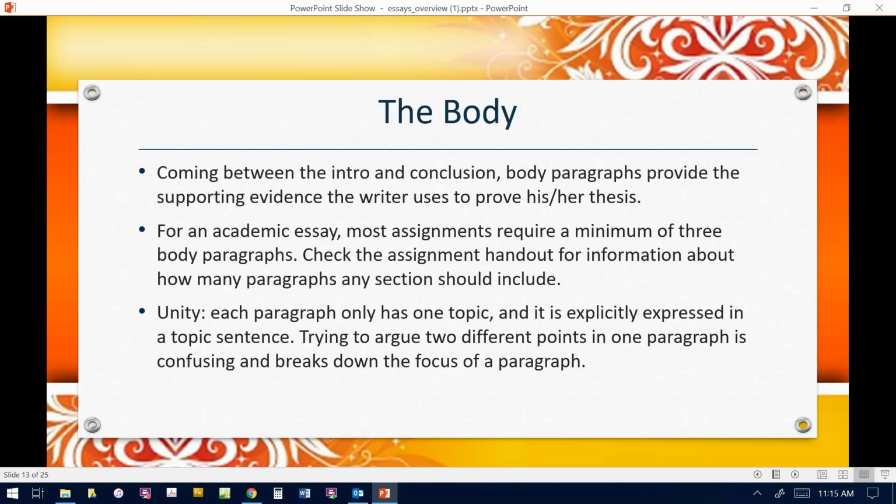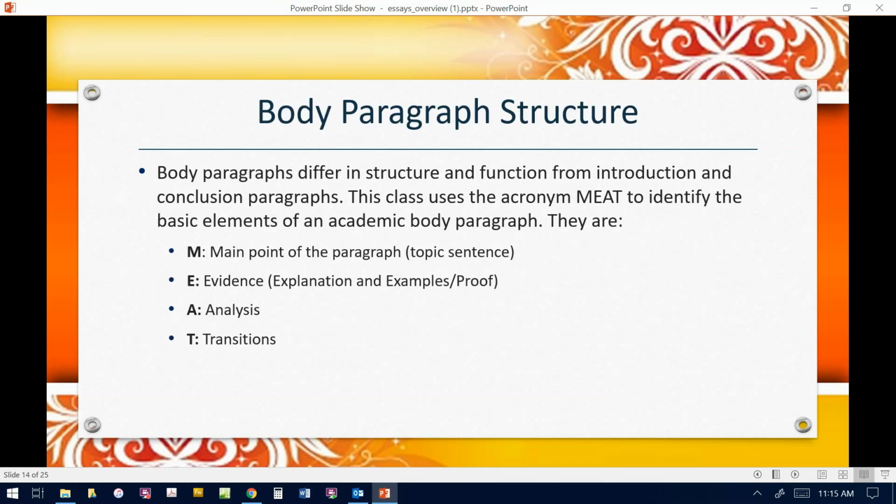The next section is the body. For standard academic essays, you're usually looking at 3 body paragraphs. And each one will develop a different point of support for the thesis. And all body paragraphs are unified around each specific point of support, right? If you throw in more than one support, you lack unity, and that's a bit distracting and confusing.